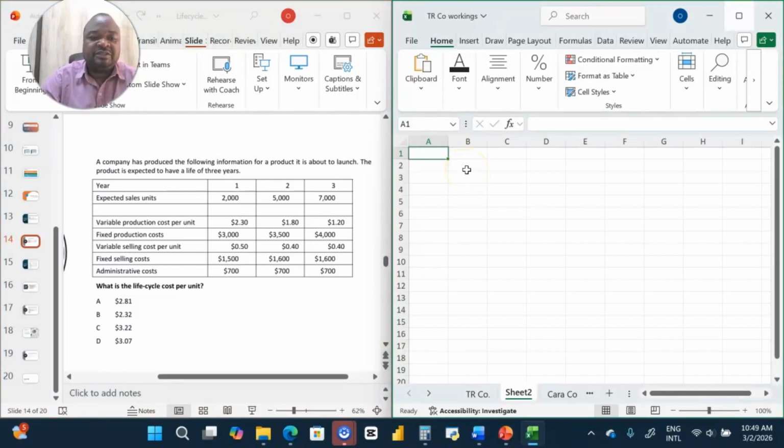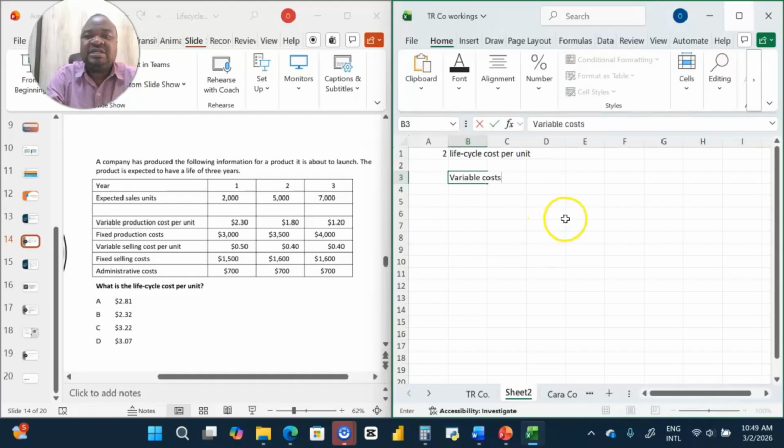So this is question 2, right? Question 2. Life cycle cost per unit. In the exam, no need to type this, right? No need to type this if it is an objective test question, because the Excel is not going to be marked for that particular section. So you just have to do what is required for you to get the answer and move on with your life. All right, so let's start with the variable costs.